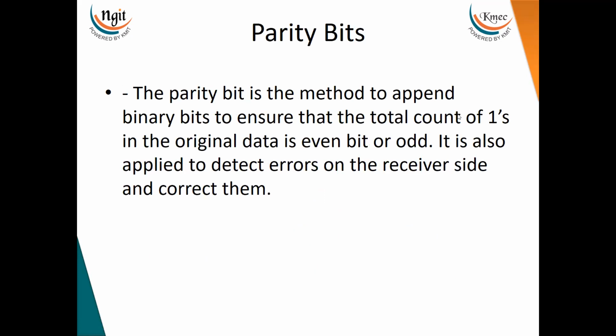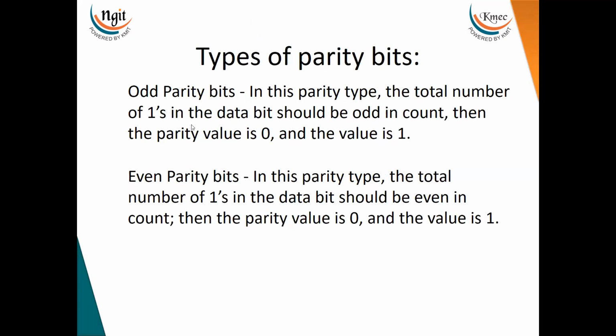And what is meant by parity bits? A parity bit is a method to append binary bits to ensure that the total count of ones in the original data is even or odd. It is also applied to detect errors on the receiver side and correct them. What are the different types of parity bits? Here we have the odd parity bit and the even parity bit.